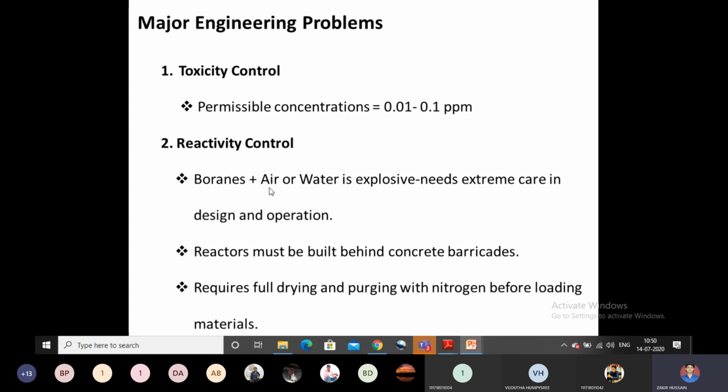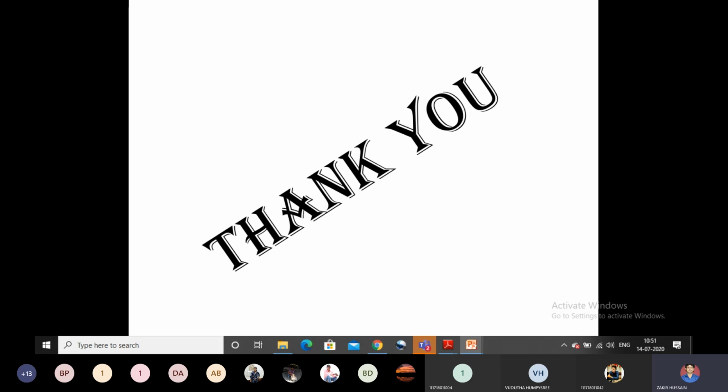In order to avoid contact between air, water and boranes, we need to fully purge the reactors before loading any of the reactants, and we need to dry them completely in order to flush out the water present in the reactor before loading any reactant. Then, since these borane reactions are explosive, we need to construct our reactors behind concrete barricades. Okay, this is the completion of unit 1.